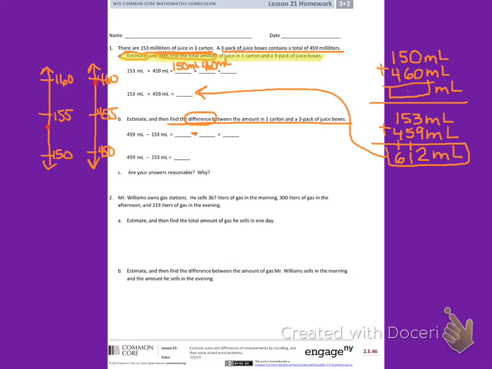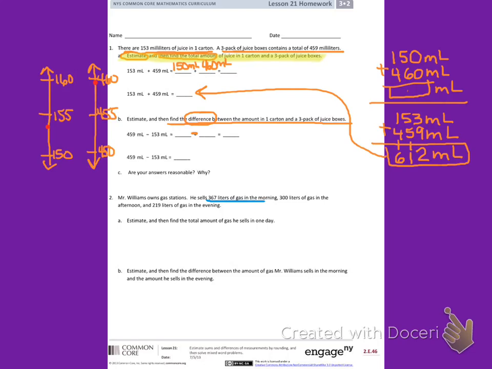Question 2. Mr. Williams owns gas stations. He sells 367 liters of gas in the morning, 300 liters of gas in the afternoon, and 219 liters of gas in the evening. Item A, estimate and then find the total amount of gas he sells in one day. Again, underline the important information.